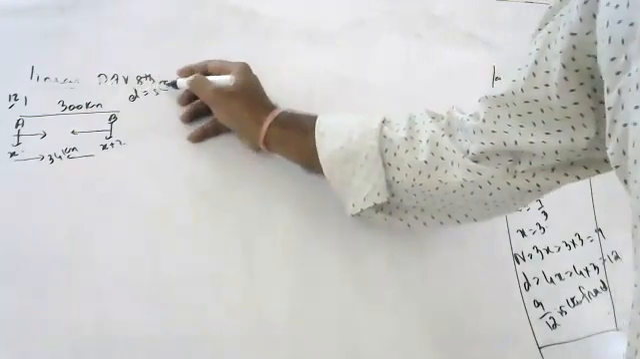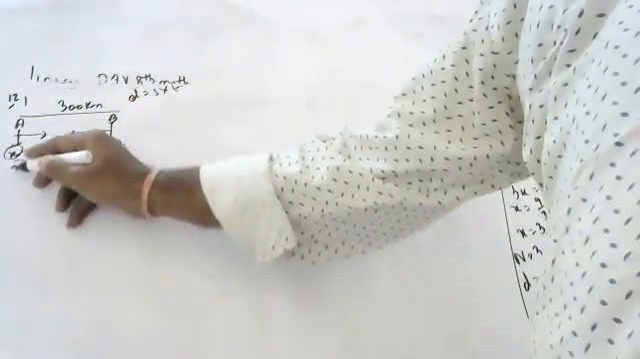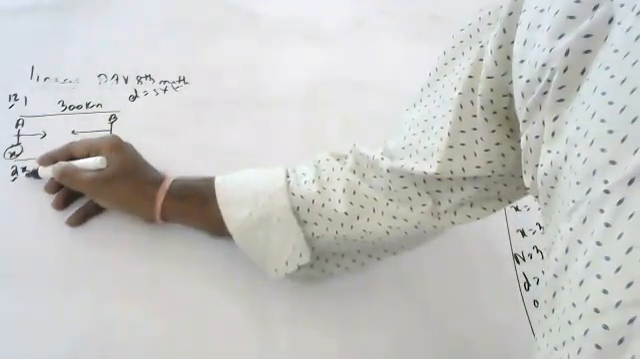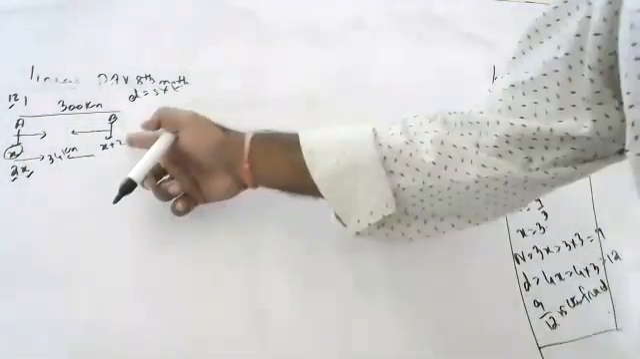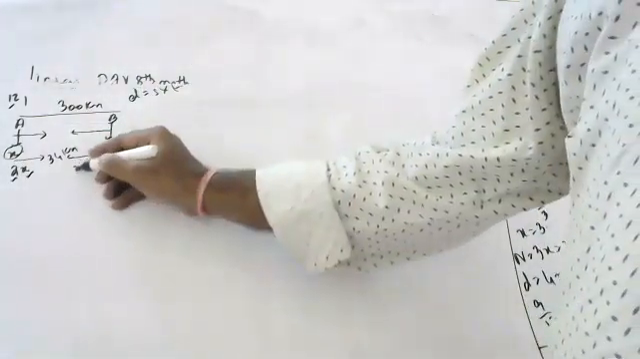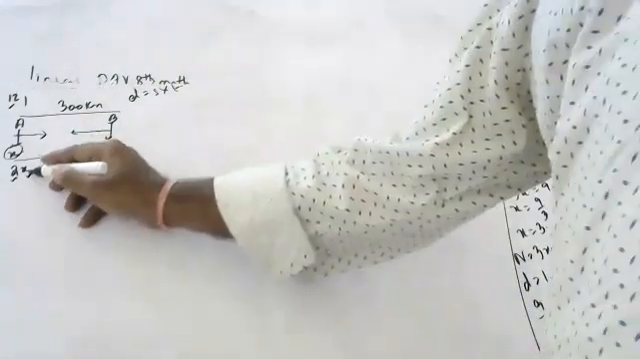Distance is equal to speed into time. So in 2 hours, first one will travel how much? 2x, because distance is equal to speed into time. This is speed, this is time. And second car will travel how much, children? x plus 7 into 2. First car will travel x into 2. Second car will travel 2 into x plus 7.